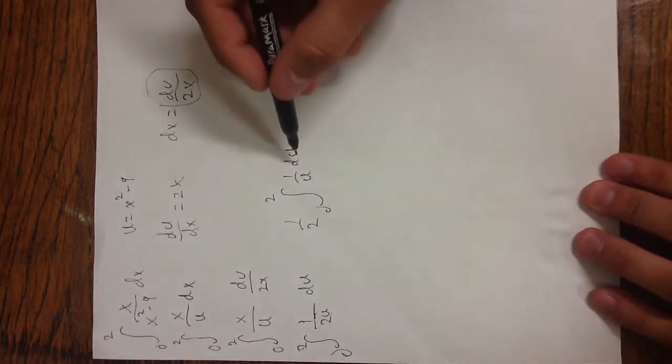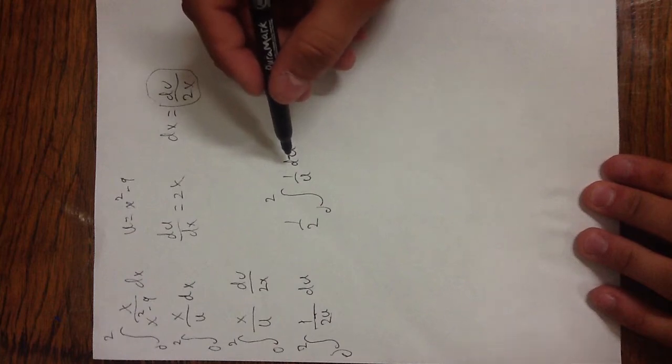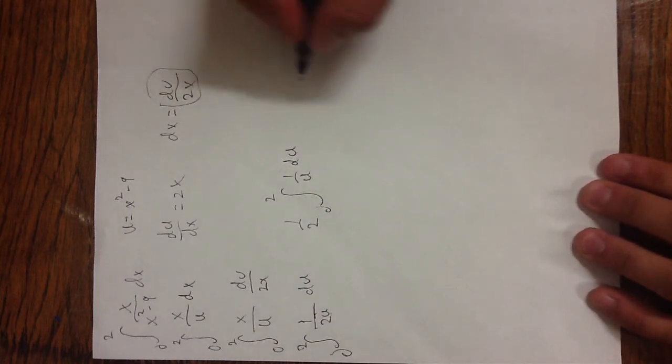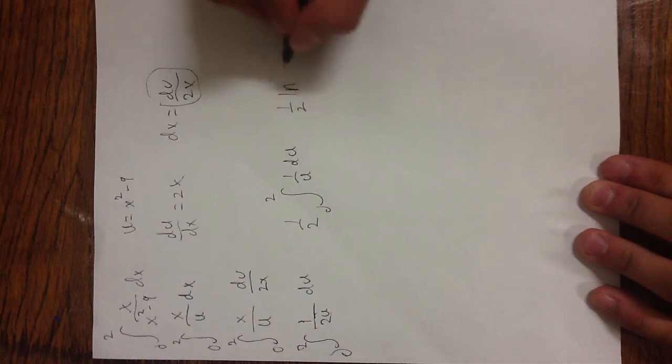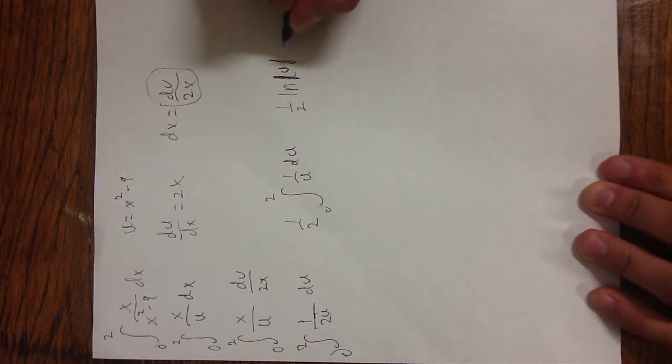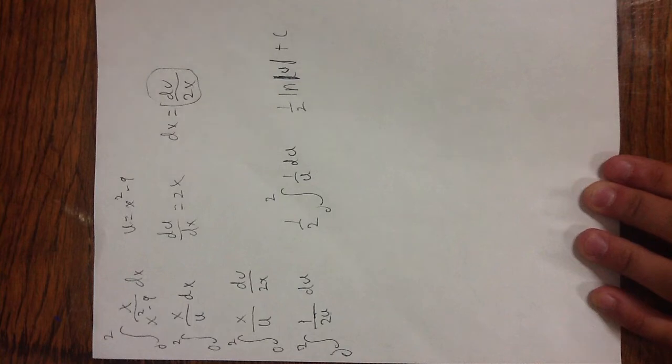Okay, now 1 over u du is one of our basic antiderivatives, which will be 1/2 natural log of u. When you do natural logs, you have to make sure you do absolute value when you antiderive, plus c.